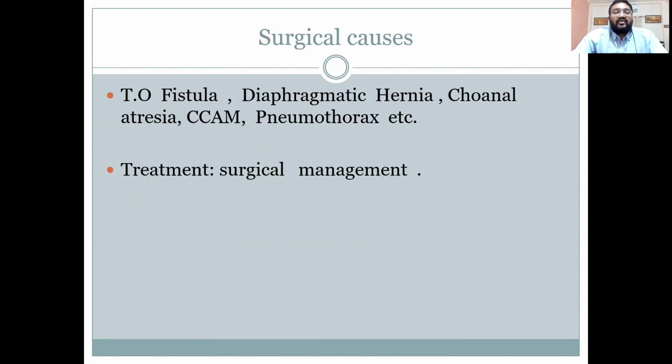The common surgical causes of respiratory distress are tracheoesophageal fistula, second is congenital diaphragmatic hernia, choanal atresia, congenital cystic adenomatoid malformation of the lung, and pneumothorax, and treatment is surgical management.